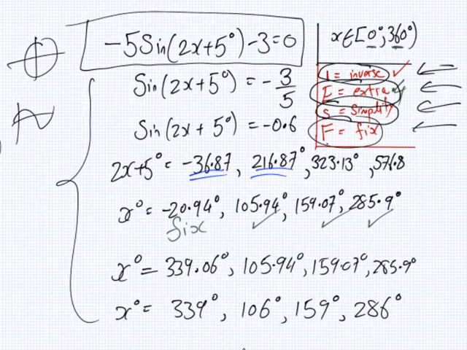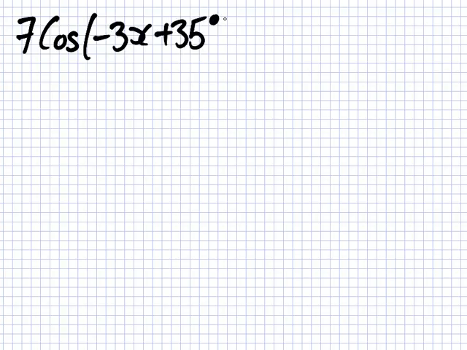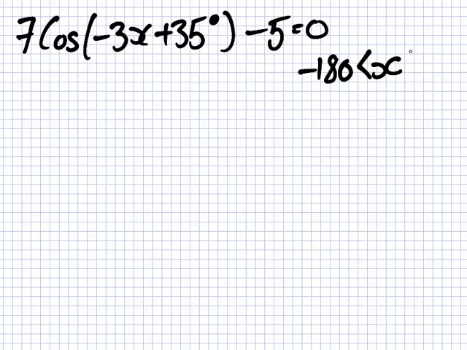Do you have this one? Yeah? Okay, so let me give you one to try now. Maybe I'll give you a cos one to do. So try this one here. 7 cos(minus 3x plus 35 degrees) minus 5 equals 0. And again, we'll keep the x to be, let's change it a little bit. Let's say it's minus 180 to 180.